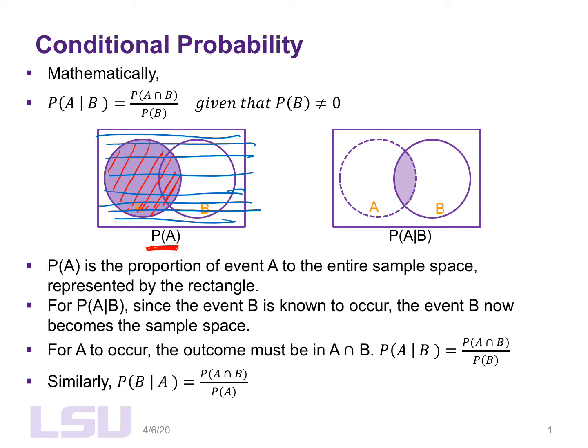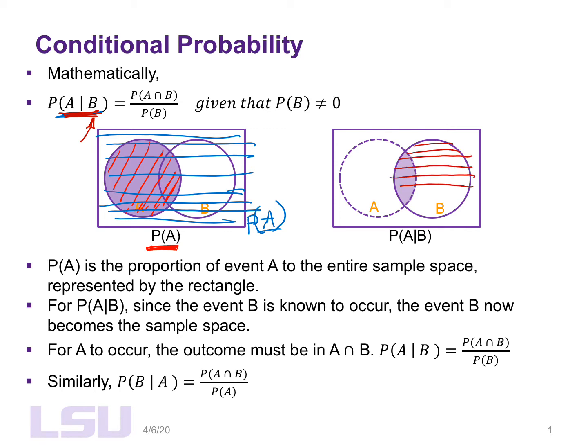So the important thing is you divided the A shaded area by the entire sample space, which is the entire rectangle, and that's P of A. For conditional probability, let's change back to red. It's probability of A given B. So you are already given B. Let me shade B in red.